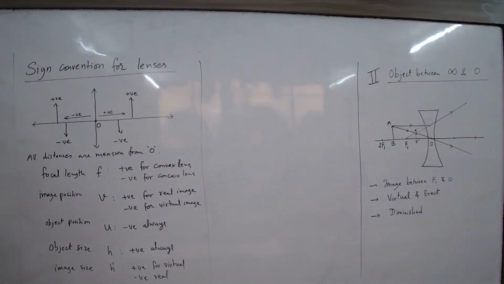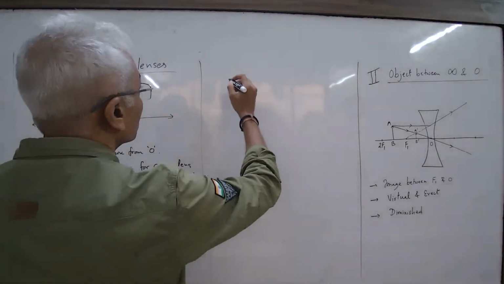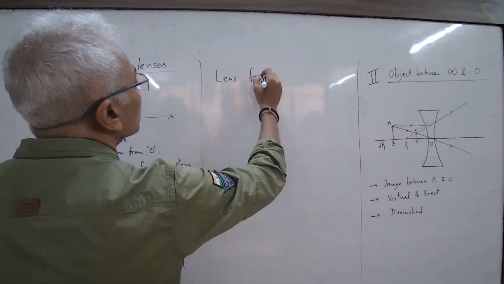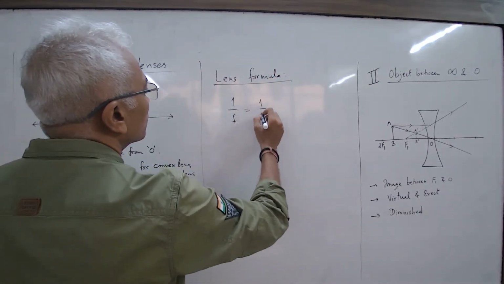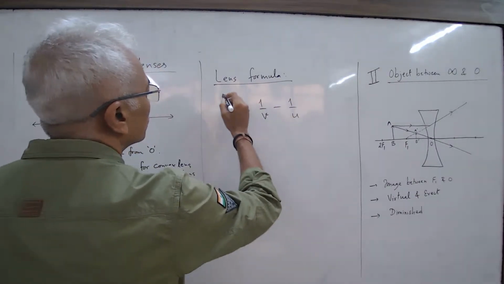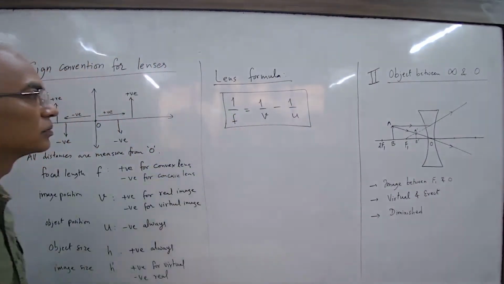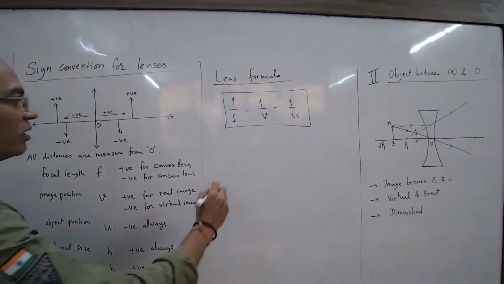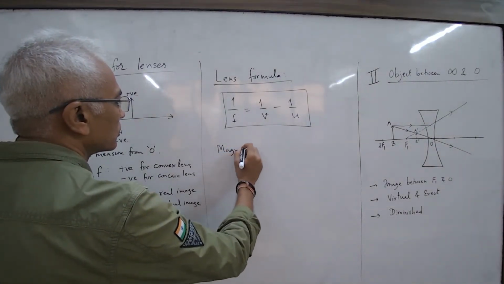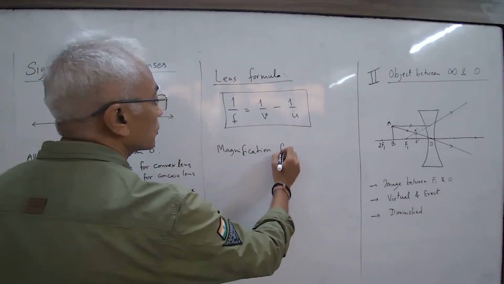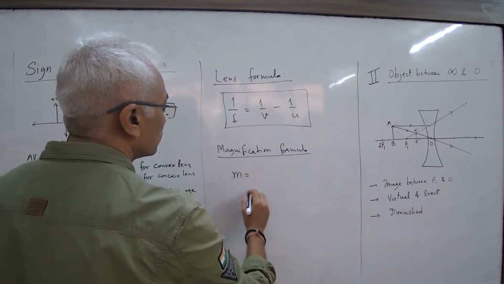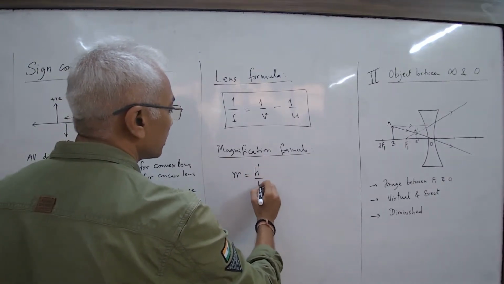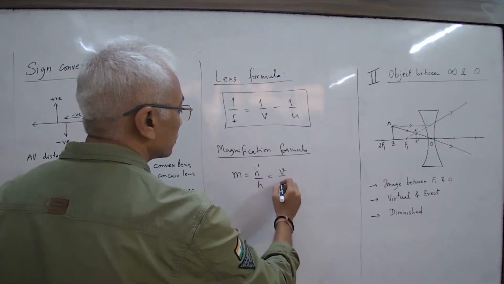Okay, then there is the lens formula and the magnification formula. The lens formula is 1/f = 1/v minus 1/u. And the magnification formula is m = h'/h, and this is equal to v/u.